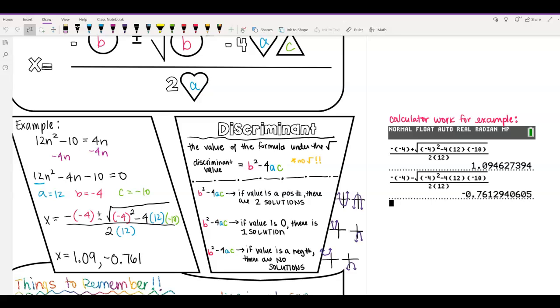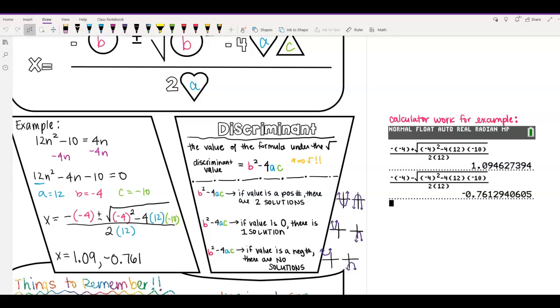If you do b squared minus 4ac and you get 0, that means there's only one solution, or that graph only crosses the x-axis one time. And if you get b squared minus 4ac equal to a negative number, then we're going to be trying to take the square root of a negative number, which for us is not good. So that's going to be no solution. And that means that your graph never crosses the x-axis.